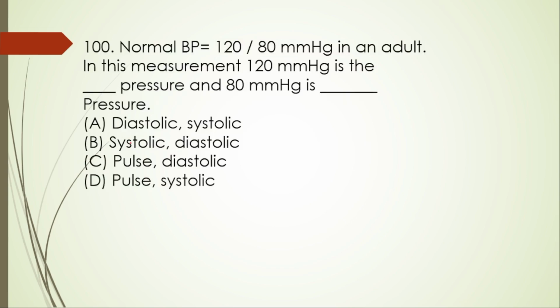Next, 100th one, 101. And this is the last question for today's session. Normal BP is 120 by 80 mmHg in an adult. In this measurement, 120 mmHg is dash pressure and then 80 mmHg is dash pressure. So here 120 mmHg is for systolic and then 80 mmHg is for diastolic. So the right option is option B.